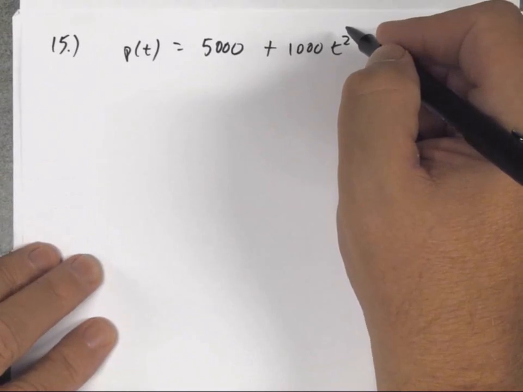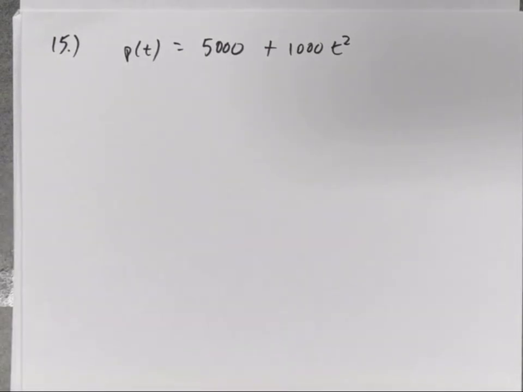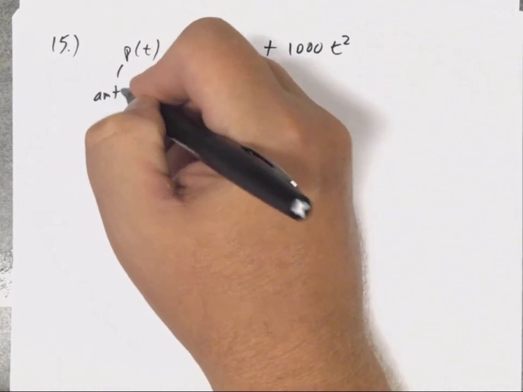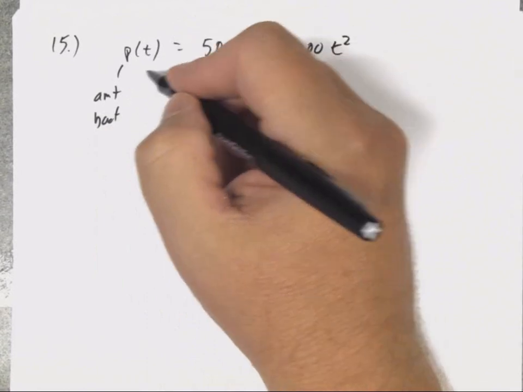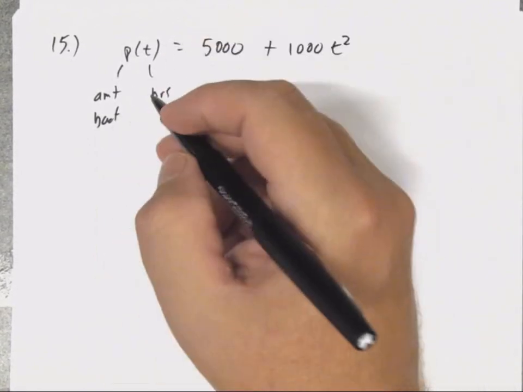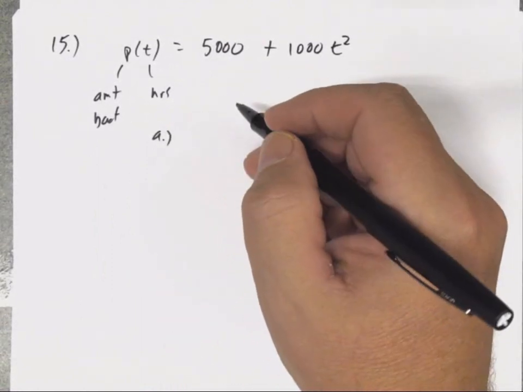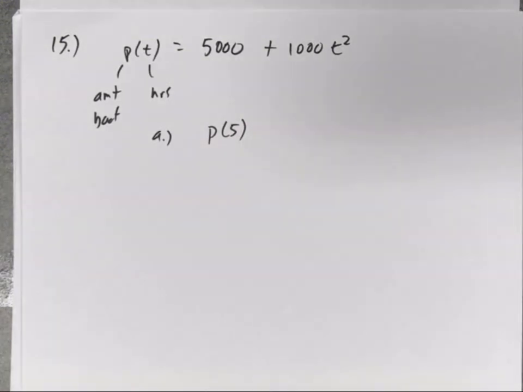plus 1,000 t squared, where, oh, another typo, where P is the amount of bacteria, and t is the time in hours. And part A says the amount of bacteria after 5 hours. Well, doesn't that just mean P of 5?